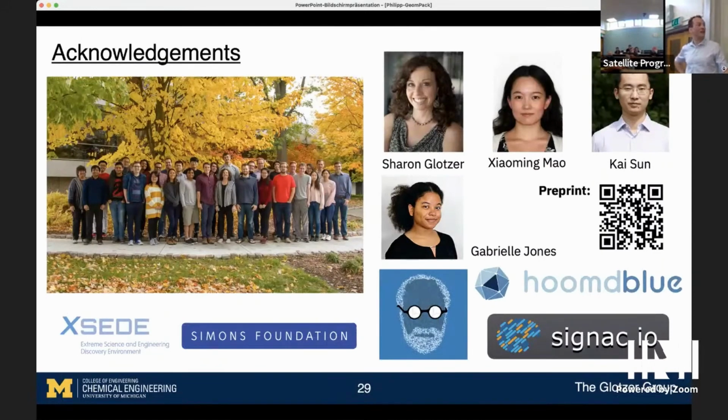Signac is pretty much a project management tool, such that we can run multiple simulations with multiple state points. Often people just have a very intricate way of folders and directories, and Signac manages all of this, so that if you are trying to do simulations with multiple state points, it helps you to find those state points and manage them.